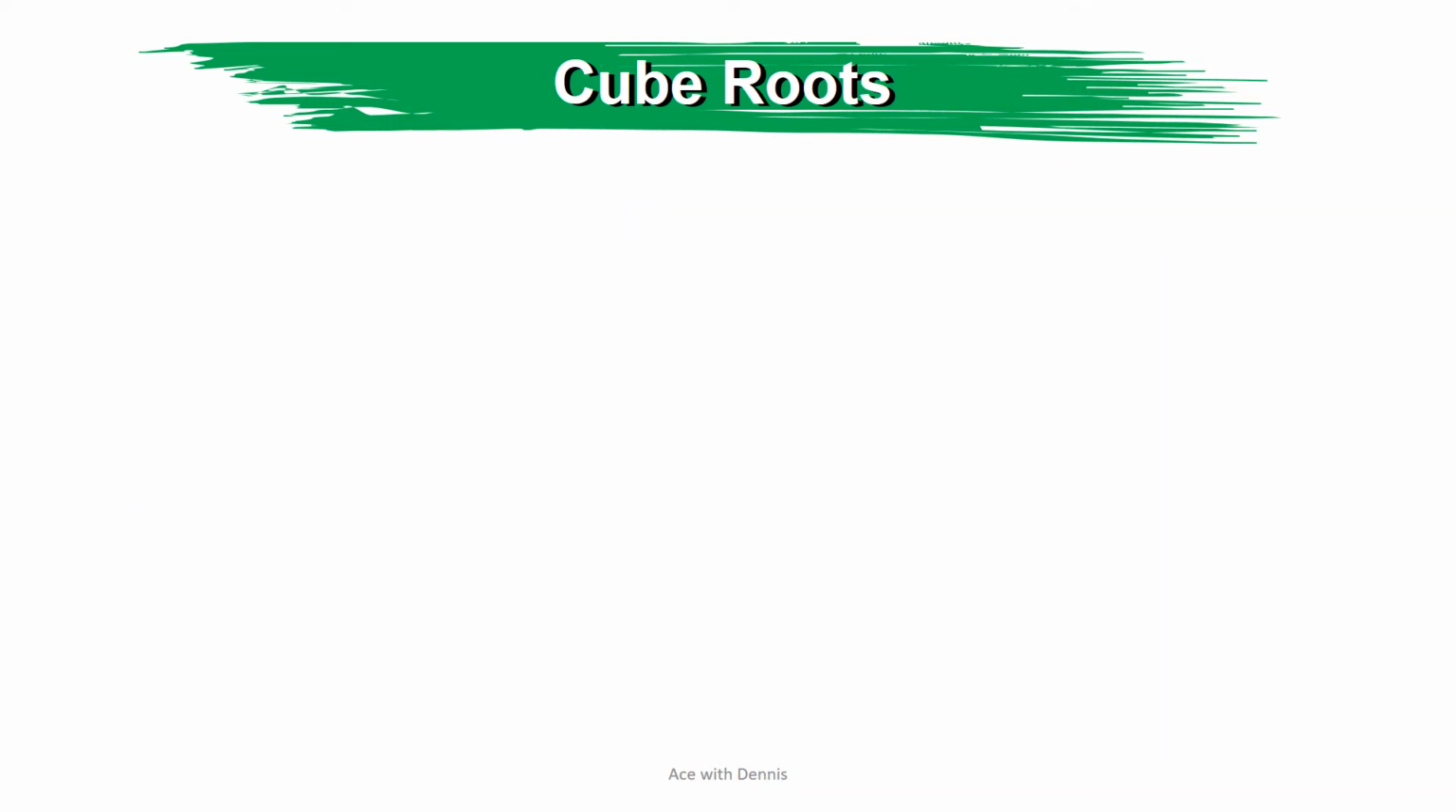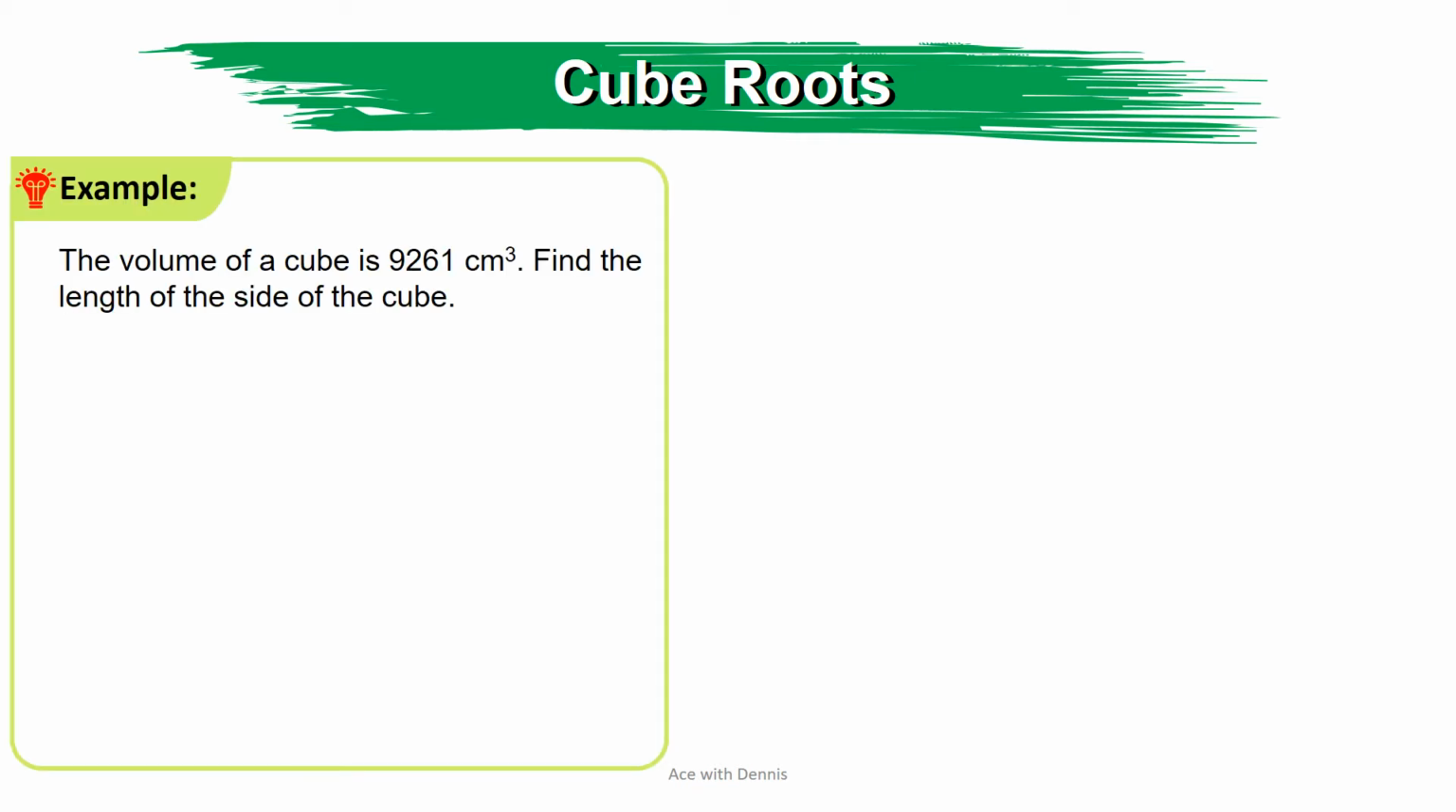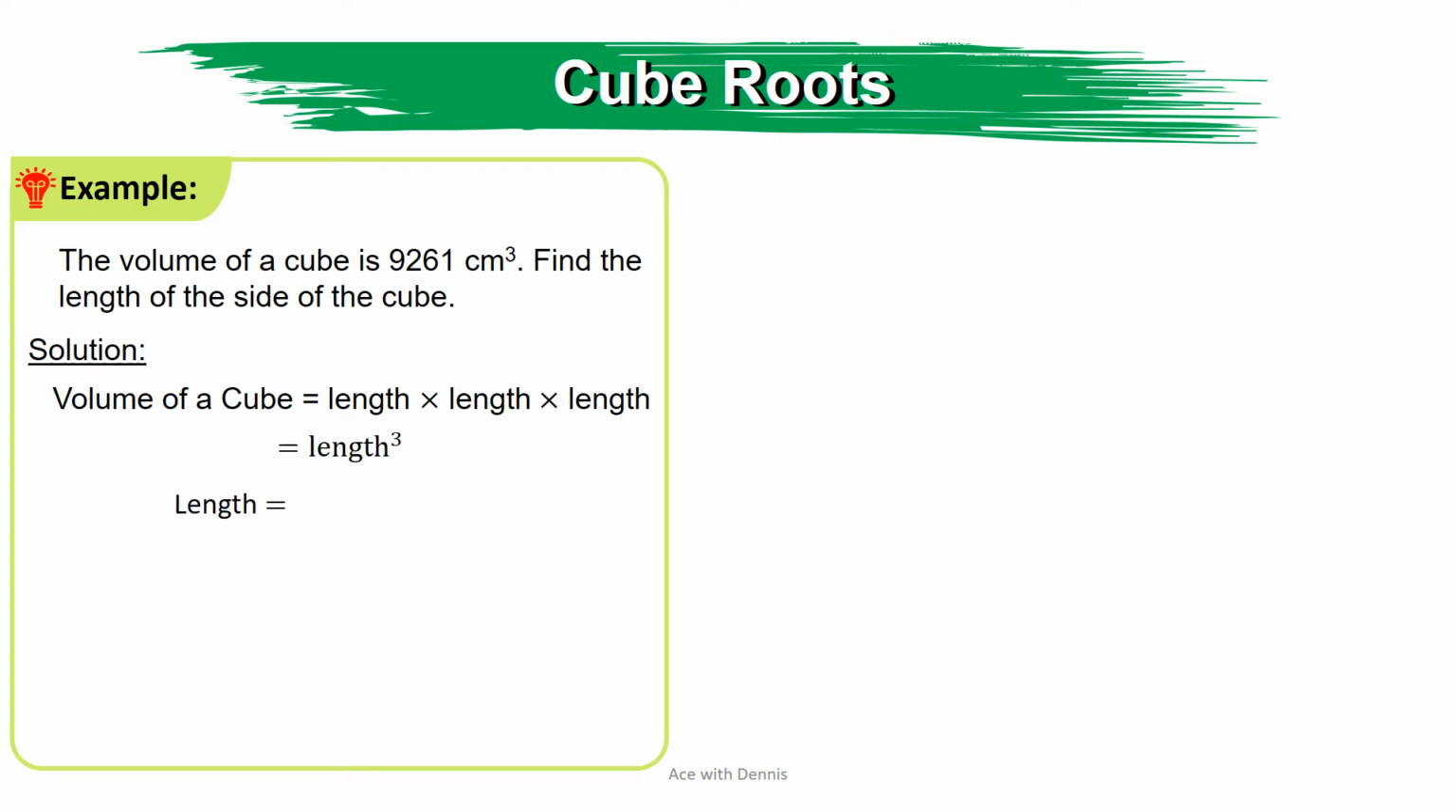Now let's solve a word problem related to cube roots. Here's the example. The volume of a cube is 9261 centimeters cube. Find the length of the side of the cube. Here's the solution. We know that the volume of the cube is length times length times length, which is length cube. Therefore, the length of the cube is the cube root of the volume, and for this case, it is cube root of 9261. 9261 is 3 cube times 7 cube. So to cube root the number, it becomes 3 times 7, which gives us 21 centimeters.